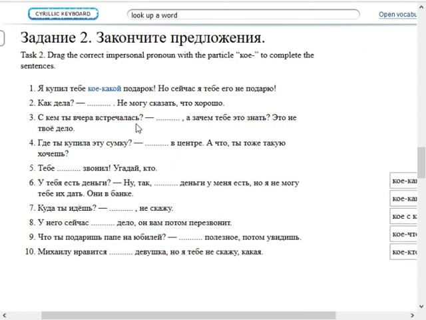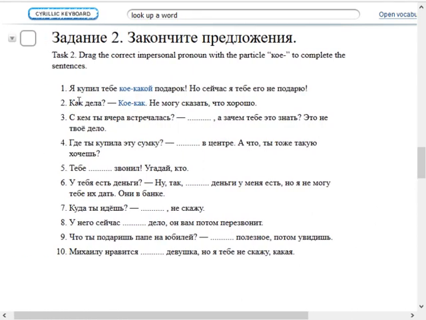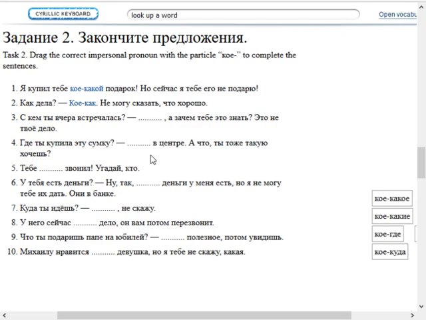Как дела? So this is, I guess, yeah, this is like in the dialogue that we just heard. Koya как? How's it going? Koya как? It's going, but I don't want to tell you. Не могу сказать, что хорошо. I can't say that it's good. Okay, so it's not going well, and so that's why they say koya как. Yeah, it's going some way, but I don't want to tell you how it's going because it's not going well.